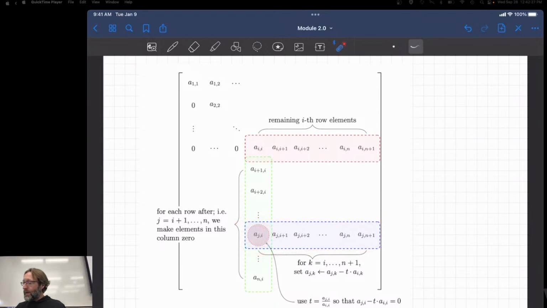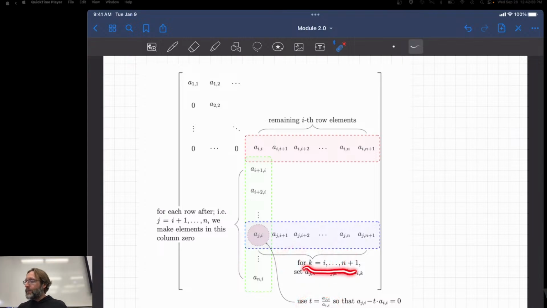What I need to do is compute t, which is going to be this value divided by this value, because that's what I'm going to subtract when I multiply it by this value from that value. So I use t equal to their ratio, so that when I take this value and subtract t times this thing up here, I get 0. That value is what I use for everything else on that row.